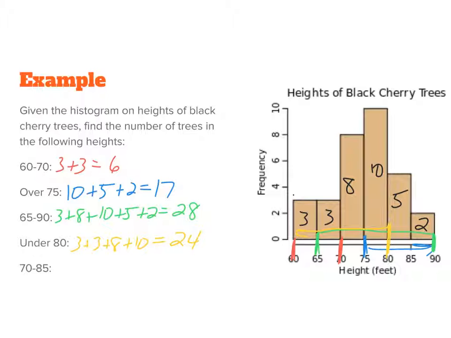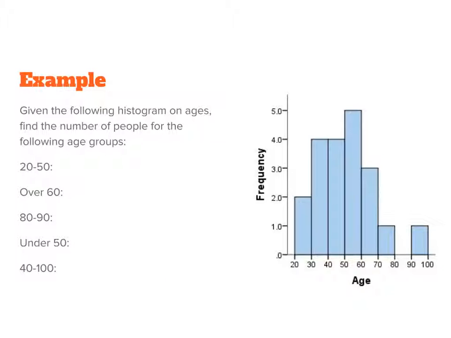And the last one, between 70 and 85, 70 starts here, 85 here, so I'm going to be adding these 3 bars together, 8 plus 10 plus 5, and that's going to get me an answer of 23 trees between 70 and 85 feet tall. Go ahead and pause the video and do these last ones on your own, and then hit play and see how you did.